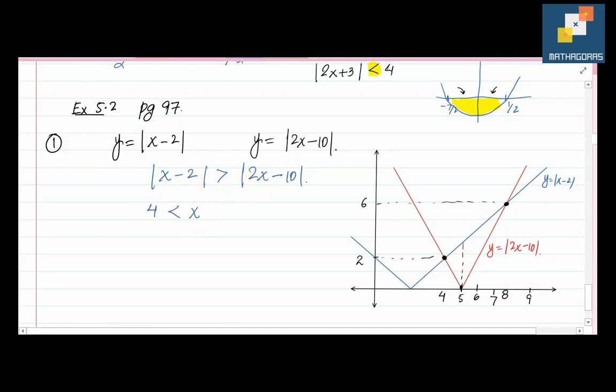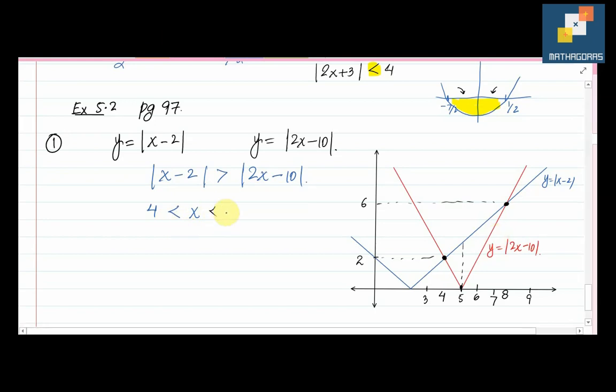Now let us check what happens below 4. Suppose this value is 3. At 3, the y value of the blue graph is less than the y value of the red graph. So what we are looking for is where the y values of the blue graph are higher than the red one. So our range starts from x greater than 4 till 8.